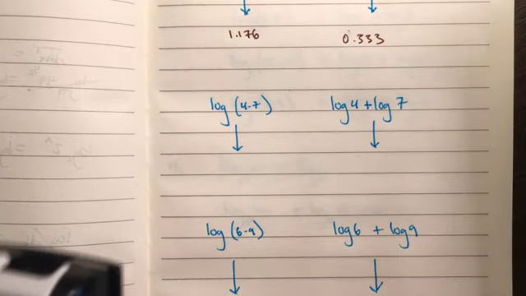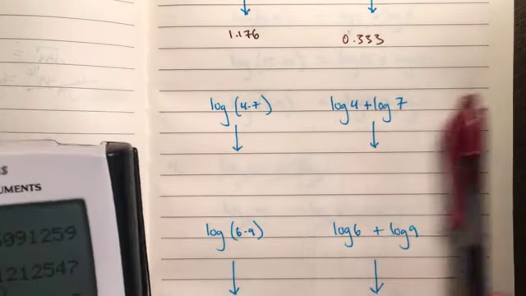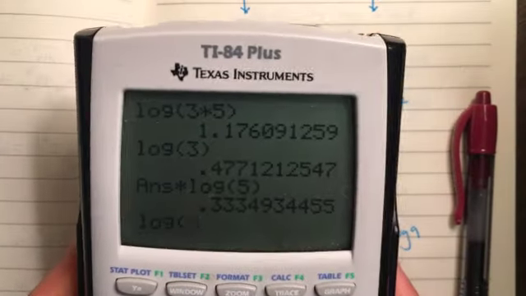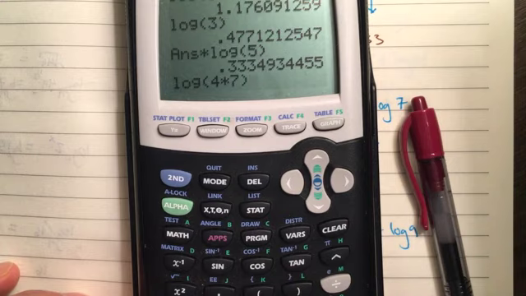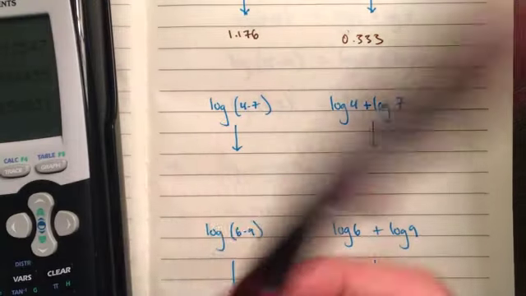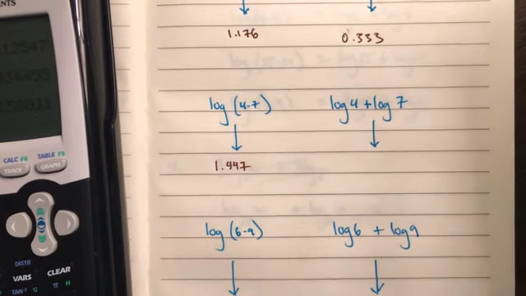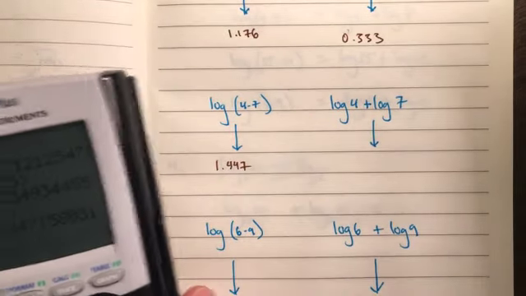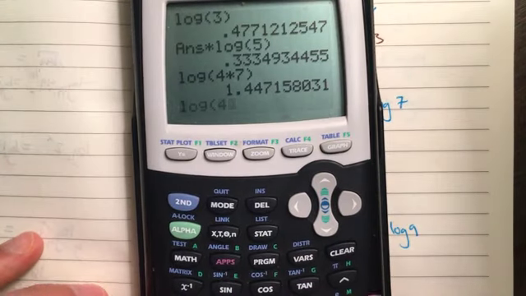Well, let's see maybe some things that will work out. So first of all, let's find log of 4 times 7. So that's going to be log of 4 times 7, and that is 1.447. Now let's find log of 4 and log of 7 and add them together. So here's log of 4.